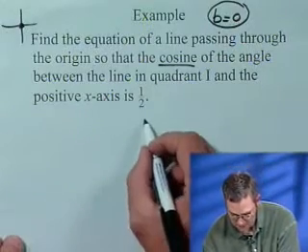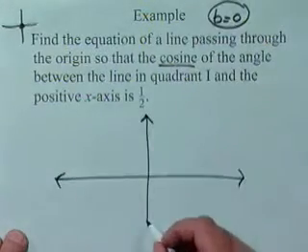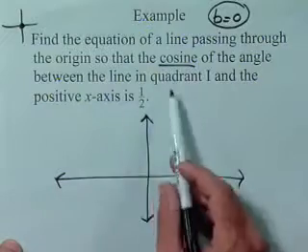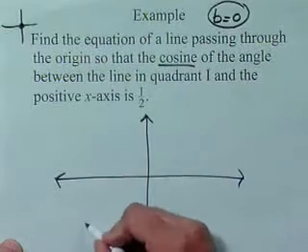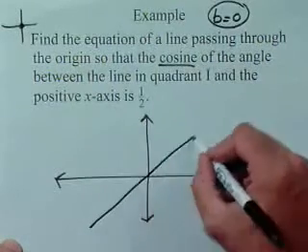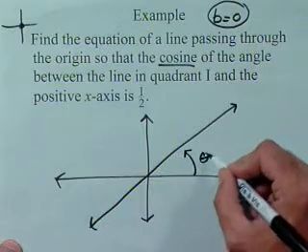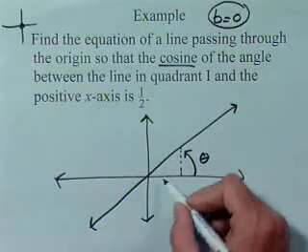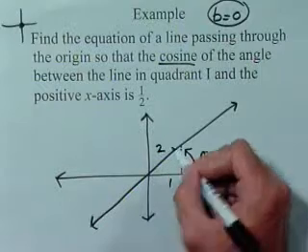Now let's go ahead and sketch this. Keep in mind my drawing may not be to scale, okay? But it says the cosine of the angle between the line in quadrant 1, so we know the line has to be in quadrant 1, and the x-axis is 1/2. So let me go ahead and just draw a line. I know it goes through the origin. Okay, so here's an angle. Call that theta. It says the cosine of that angle must be 1/2. So let's just draw this imaginary little triangle here. Cosine, remember, if this is theta, cosine is adjacent over hypotenuse, must be 1/2.